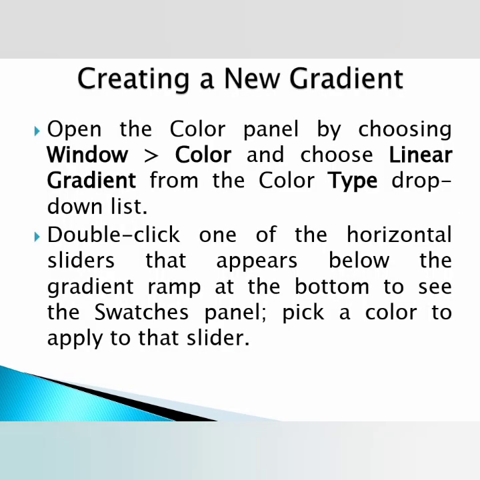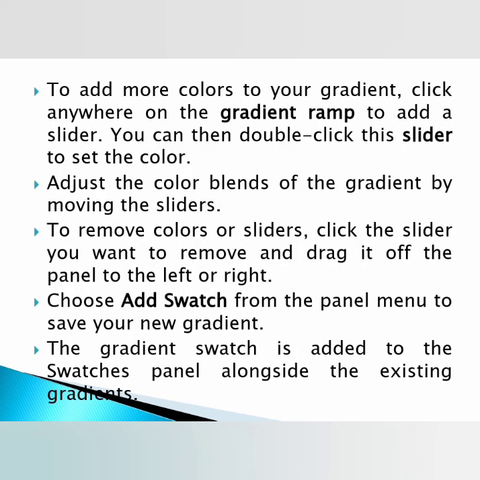Now if we want to create our own gradient, we just have to follow these steps. Open the Color panel by choosing Window, then Color, and choose Linear Gradient from the color type drop down list. Double click one of the horizontal sliders that appear below the gradient ramp at the bottom to see the Swatches panel. Pick a color to apply to that slider.